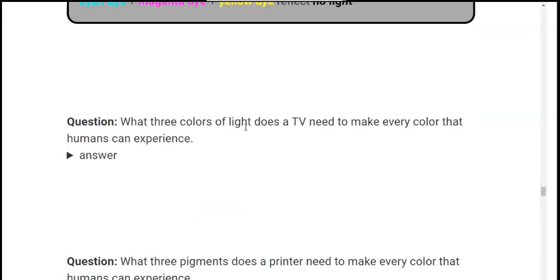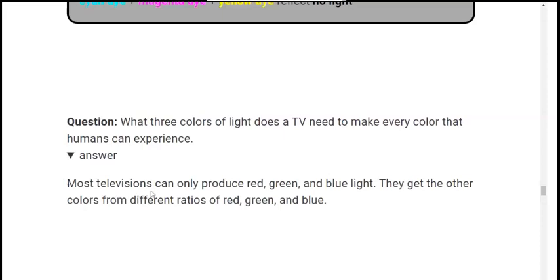What three colors of light does a TV need to make every color that humans can experience? Of course, your answer would be blue, green, red. Let us check out. A TV screen is focused with the three primary colors, and because of that, presence of all these three colors can give you the sensation of all other colors by mixing up these three colors in different proportions. Most televisions can only produce red, green and blue lights. So they get the other colors from different ratios of red, green and blue.